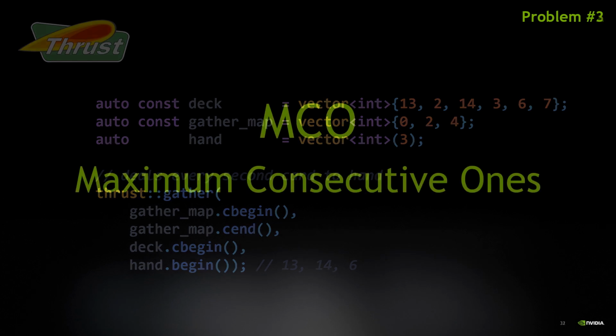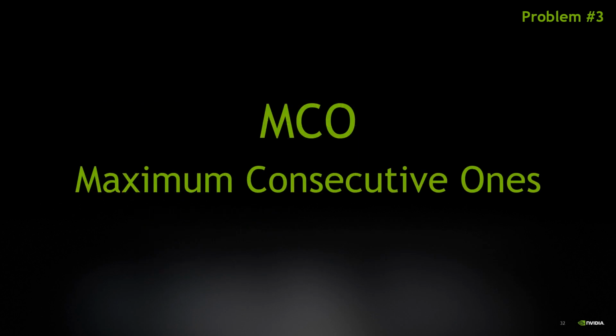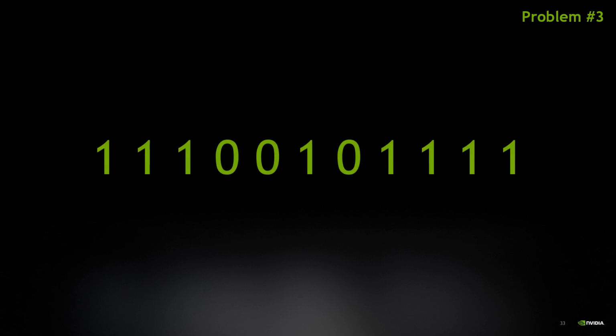This is one of my favorite problems, and it's actually a variant of a problem that I showed in my very first talk at C++ Now 2019 entitled Algorithm Intuition, and it's called Maximum Consecutive Ones, otherwise known as MCO. So this is a very simple problem to describe, but it's not so simple to solve. So basically what you're given is a sequence of ones and zeros, and you need to identify the greatest contiguous or longest contiguous sequence of ones in this sequence of numbers.